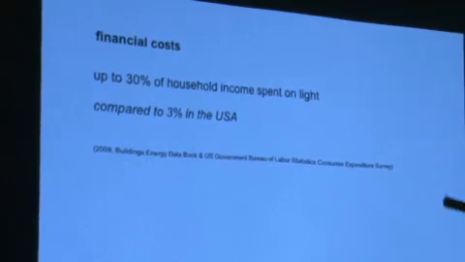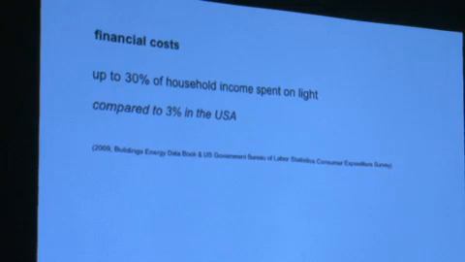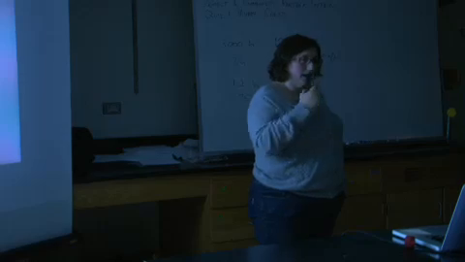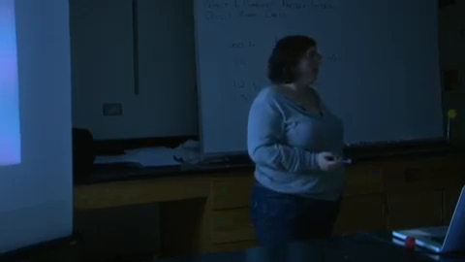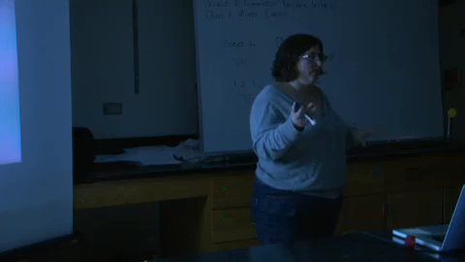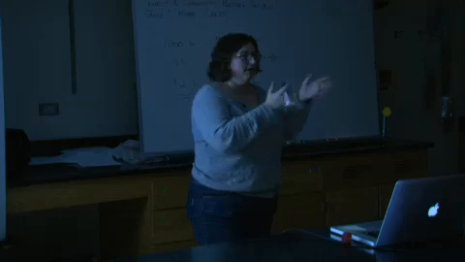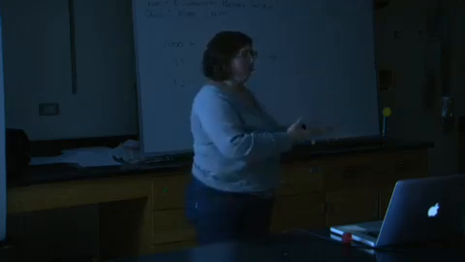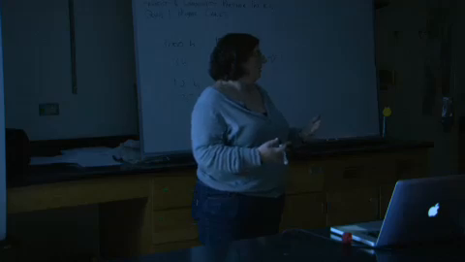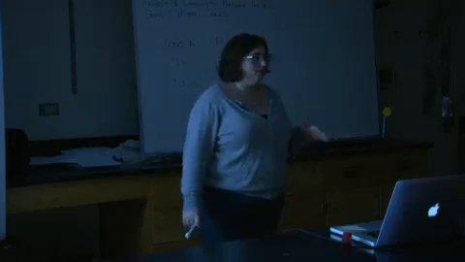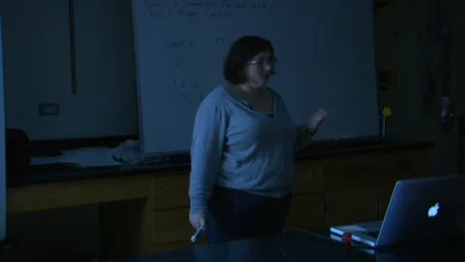So financial costs are a big issue with lighting. People can spend up to 30% of their income on light. And in this country, 3% is the best estimate I could come up with, but it's really high, because when we collect data on what we spend in the US, you don't break out utilities, like how much of your electric bill is light versus how much is your electric stove versus your electric water heater, et cetera. So 3% is really high. People can be spending up to 10 times more than we're used to spending, which is a huge burden, of course.